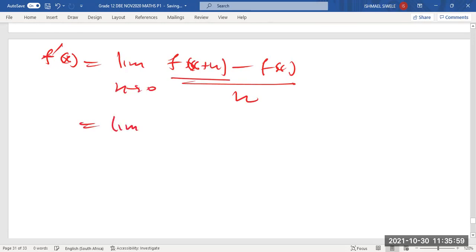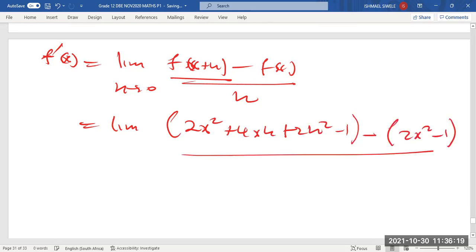So we're going to have the limit of this one here. We saw that it gave us 2x squared plus 4xh plus 2h squared minus 1, and then minus f of x. What is f of x? We have seen that this is 2x squared minus 1. And all is divided by h as h approaches 0. This is what you've seen.